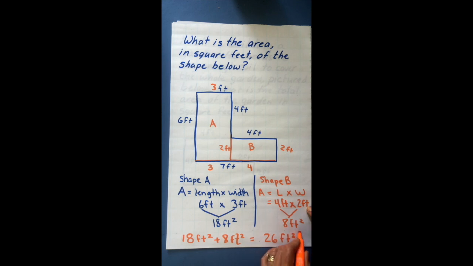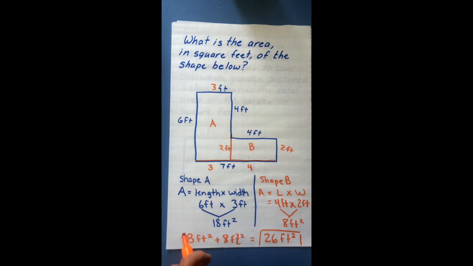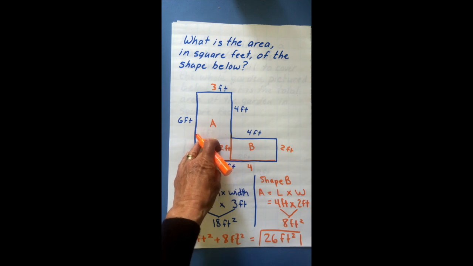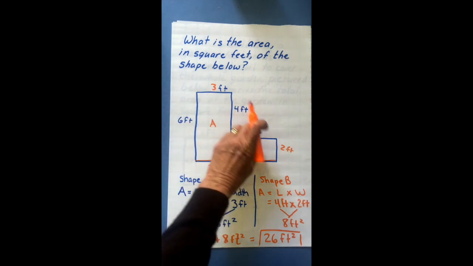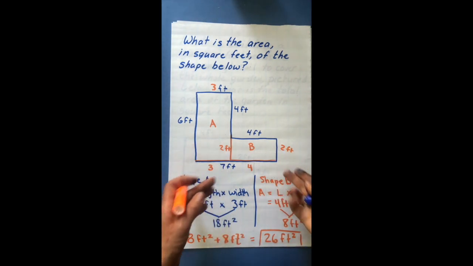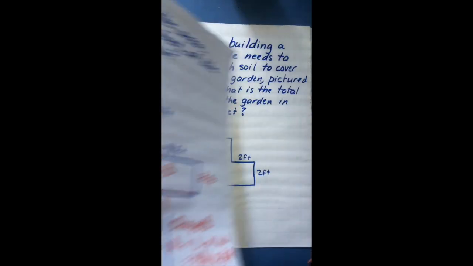feet squared. So you can see how I can break up irregular shapes into rectangles, since I know that there's a formula for area of a rectangle, which is length times width. If I just break up the shape into two rectangles, then I can figure it out by adding the partial areas to get the total area. So these are the partial areas, area of A, area of B, and the total area would be 26 feet squared. Let's go to the next one.